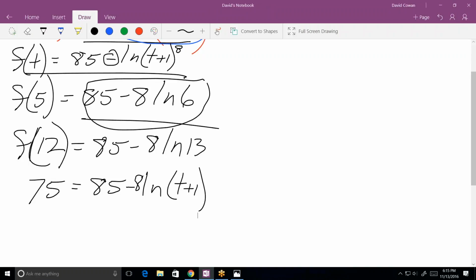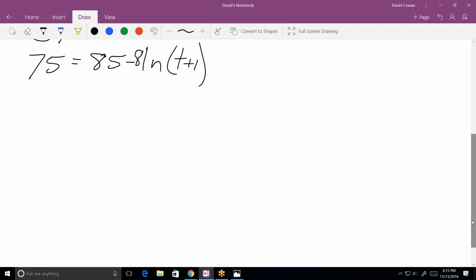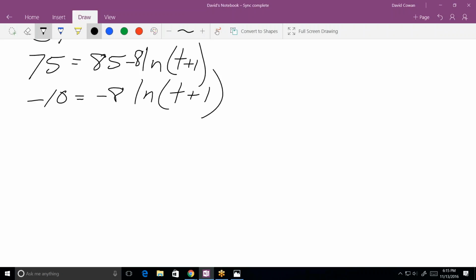This is not exactly a piece of cake to solve. So first thing, we could subtract the 85. Now I have minus 10 equals minus 8 natural log of t plus 1. Now what? Then we would have to divide the 8 out. So now I have 5/4 positive equals natural log of t plus 1.